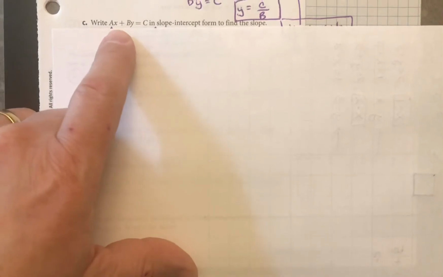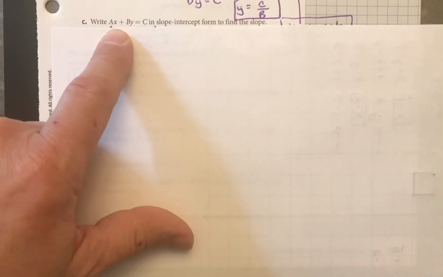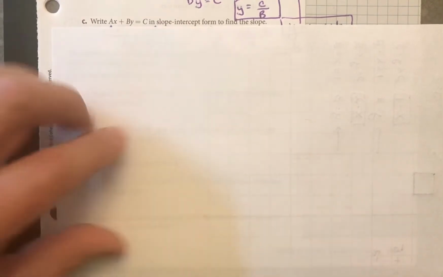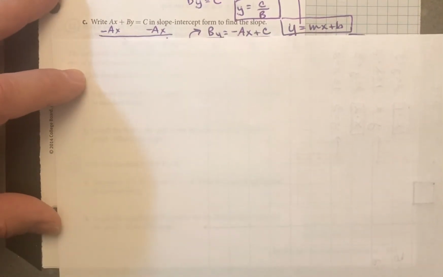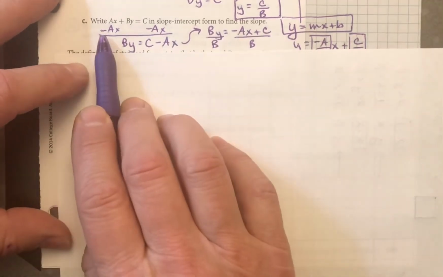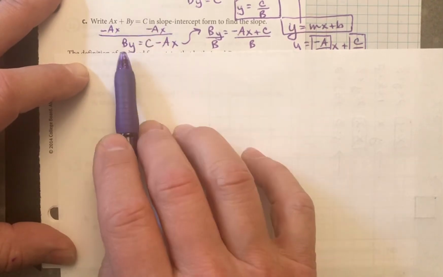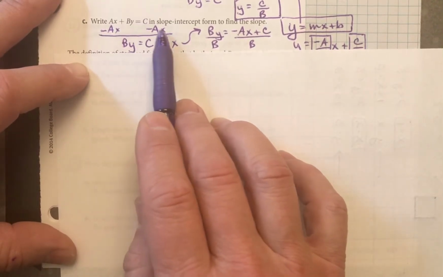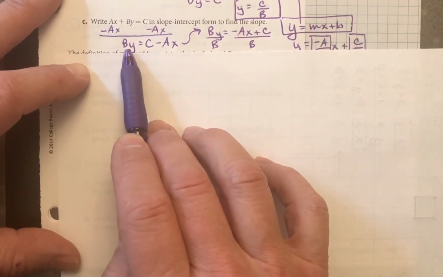In part C, we're given the standard form ax plus by equals c, and we're supposed to rewrite that into slope-intercept form. Now, the first thing I'll do is subtract ax from both sides. And when you do that, you'll end up with by equals c minus ax. Here you'll have by left by itself.